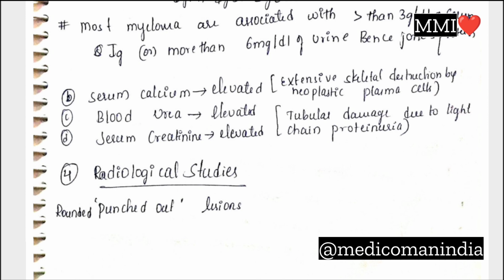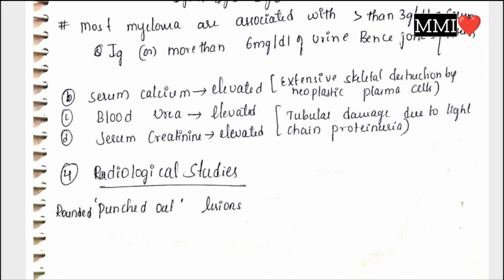Serum calcium is elevated because of extensive skeletal destruction by the neoplastic plasma cells. As there is an increase in plasma cell proliferation in the bone marrow, the bone degrades, and you will get free calcium in the serum. Next, blood urea is elevated, and serum creatinine is also elevated. As these immunoglobulin light chains get filtered through the kidney, they will cause renal damage. That is the reason blood urea and serum creatinine are elevated.